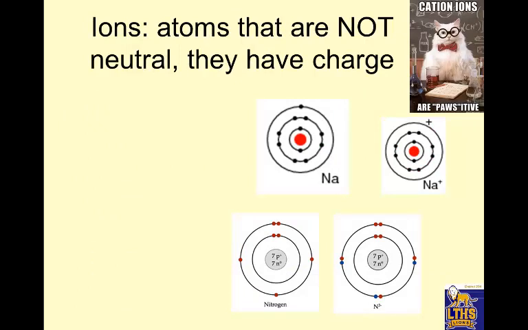Okay, so another term you have to know in chemistry for sure is ions. So what's an ion? Well, it's an atom that's not neutral anymore. So it's really not an atom because it's an ion. Why is it an ion? It's not neutral anymore. It has charge. Okay. So atom or ion.